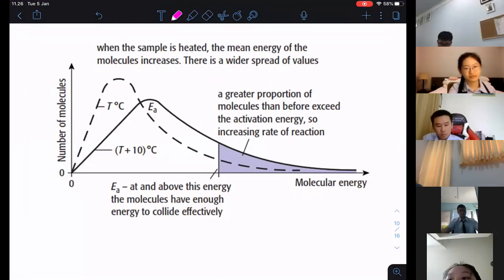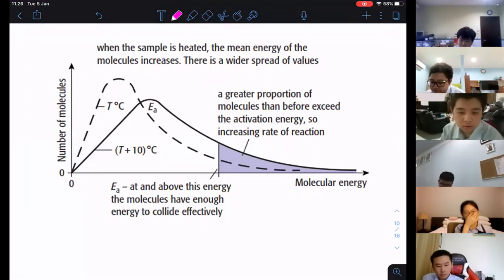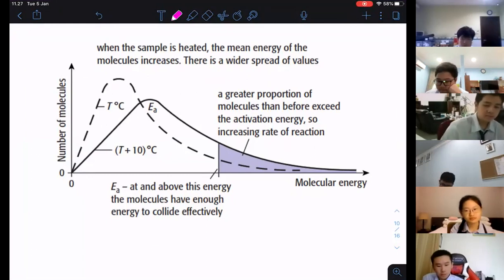Now it's too quiet. Can someone help out with this? Whoever wants to add, what is the reason? Why is one actually taller and one lower? Because the mean energy of the molecules increases. Okay.